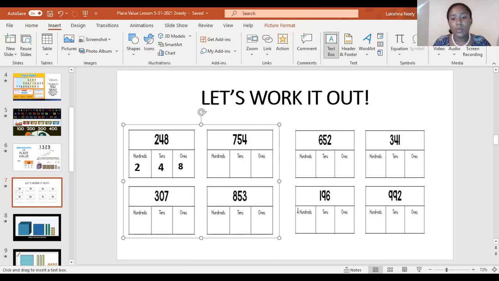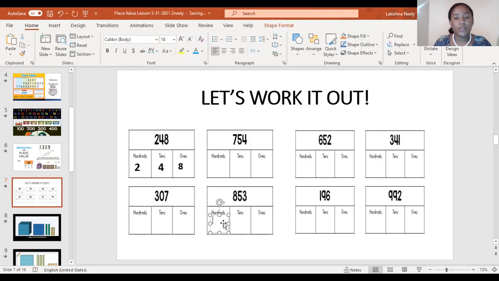Let's try it over here. Let's try 853. So we're going to try 853. What number gives us a value of 100? 853. Correct. So 8 gives us the value of 100. So we put 8 in the hundreds place.